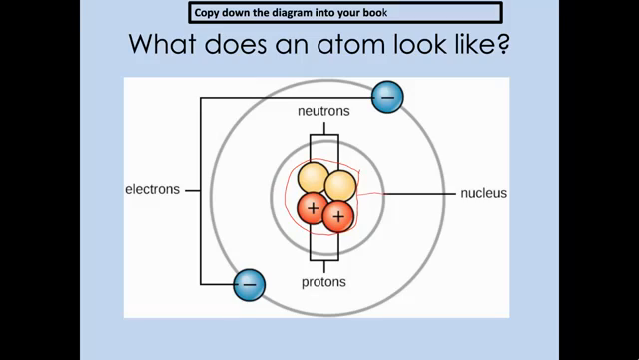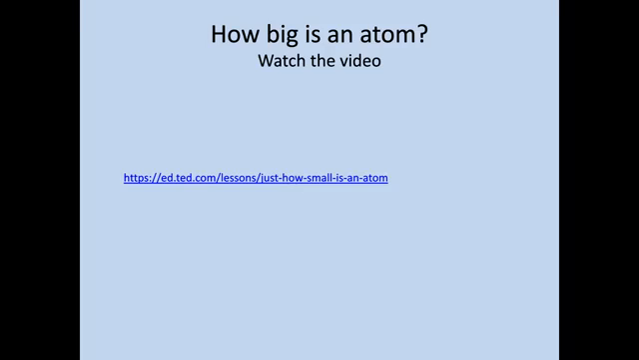Okay, so you've got these with a positive charge in are called protons, with no charge in are called neutrons, and then in shells around the outside. So these circles are called shells, and that's where the electrons sit. So can you copy that diagram into the book, please? If you follow that link, so if you go to EdTech, a video called Just How Small is an Atom.